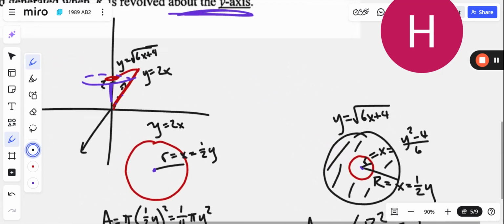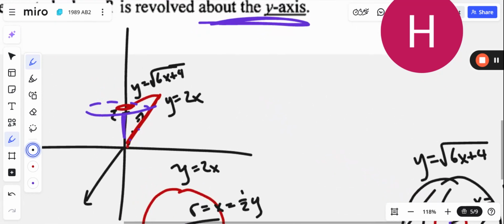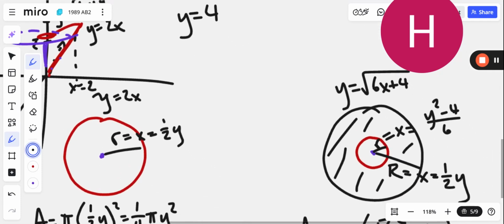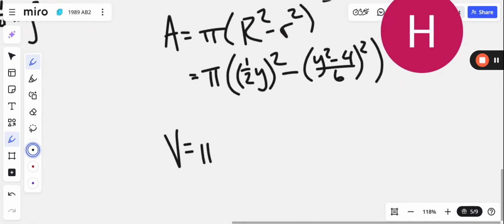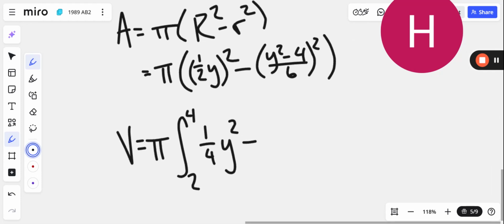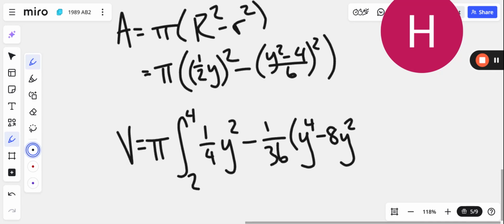Now the question is, from what y value to what y value do we add these up? Because how high does it go where these meet? These meet at y equals 4, and you can check that because we know that they meet at x equals 2, so that means the y value has to be 4. So this is going to be pi times the integral from 2 to 4 of 1/4 y squared minus, I don't really need to work all that out. You could just leave it like that, but I'm just going to do it anyways. 1/36 (y to the 4th minus 8y squared plus 16) dy.